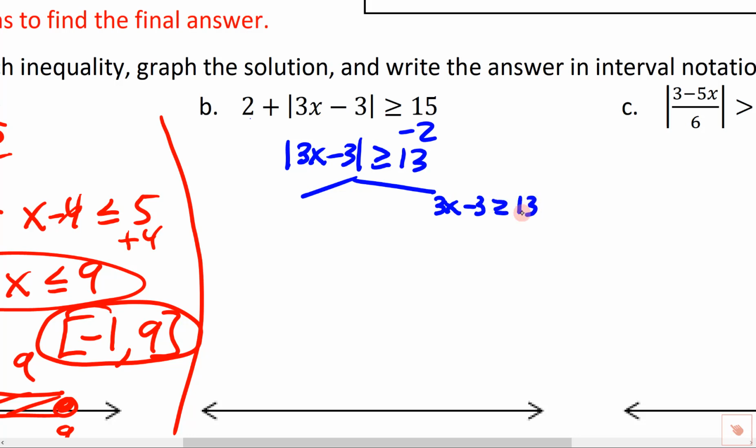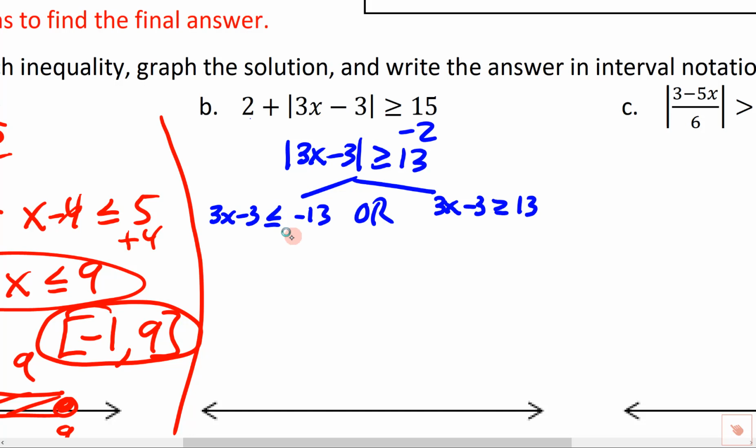Leave everything just the same. On this one here, remove the absolute value and make the number the opposite of what it used to be. And remember, when you make the number the opposite of what it used to be, you have to change the direction of the inequality. And when it's a greater than, the word that connects these is an or. So let's go through and solve this.